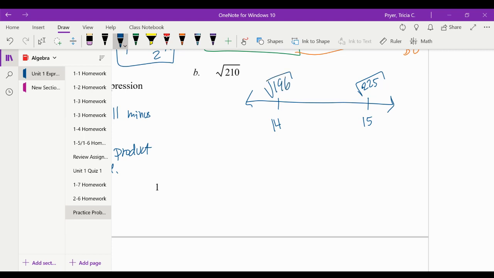Okay, so 210 is somewhere in the middle there. Well, let's see. It's 14 places away from 196. And from 210 to 225, that's 15 places away. So it's about in the middle. It's about 14 and a half. But let's go ahead and make our estimate fraction. So that would be 14 places out of the total of 29 on the way there.